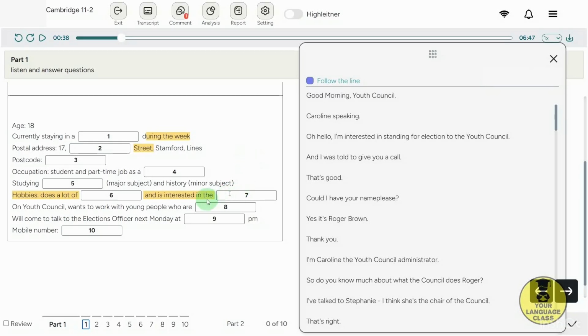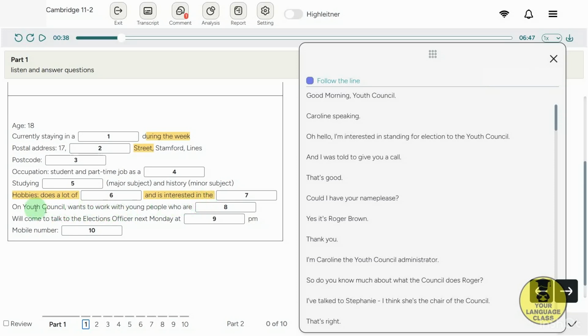This person is interested in something, but we probably will not use a simple activity word here because there is the definite article the before the blank. So I expect this blank to be a proper noun or a more specific expression rather than a common noun like running or hiking.